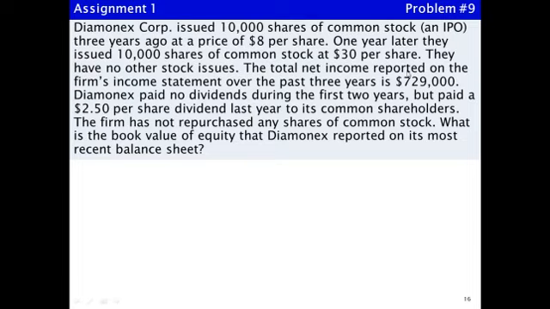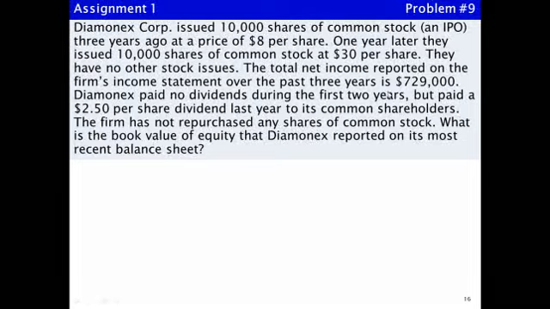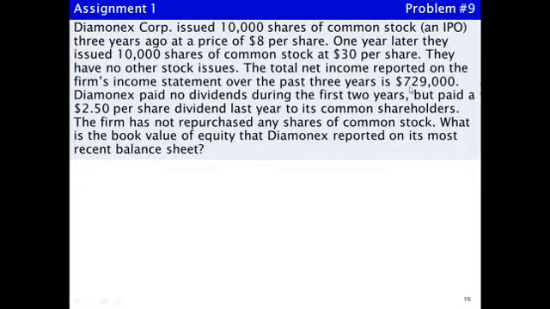The total net income reported on the firm's income statement over the past 3 years, if we simply look at the last 3 income statements and add the net income, $729,000. Diamondx paid no dividends during the first 2 years, but paid a $2.50 per share dividend last year to its common shareholders. The firm has not repurchased any shares of common stock. What is the book value of equity that Diamondx reported on its most recent balance sheet?